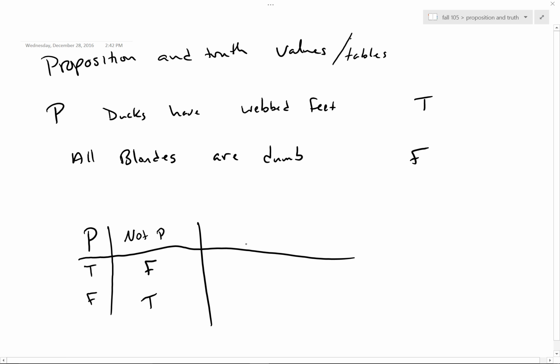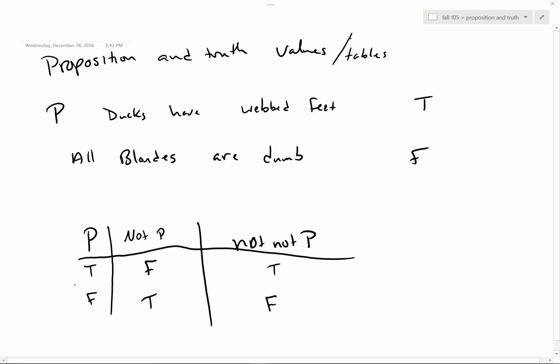And then what if you say not not P, which is the idea of a double negative, right? Well, a double negative implies a positive. So if it's not that, then it must be the original, which is P, which is true or false in whichever case it happens to be.